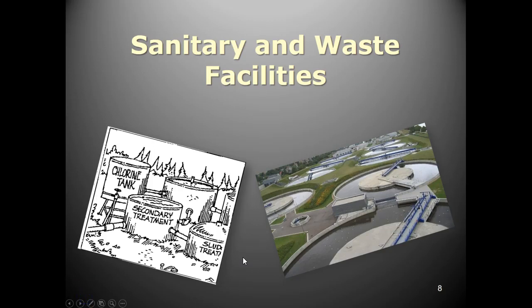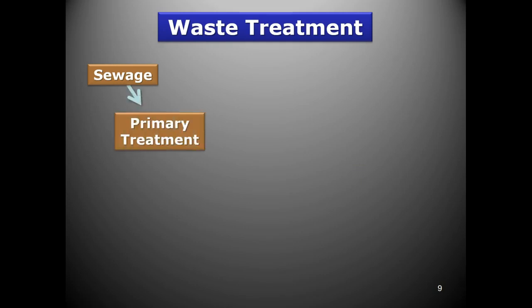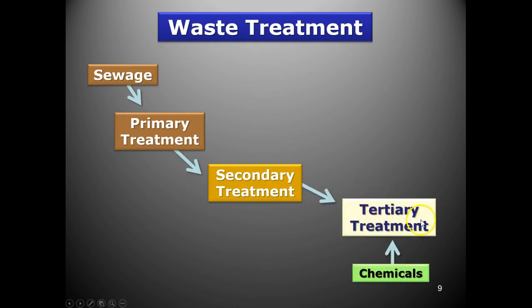This segment, we're going to talk about sanitary and waste treatment facilities for water. You want to look at it from a simplistic point of view. The sewage from whatever source, whether it be your house, runoff after the rains, or an industry, is going to go to the treatment plant where it's going to go through primary treatment. And then after primary treatment, we go to secondary treatment, and then finally a tertiary treatment.